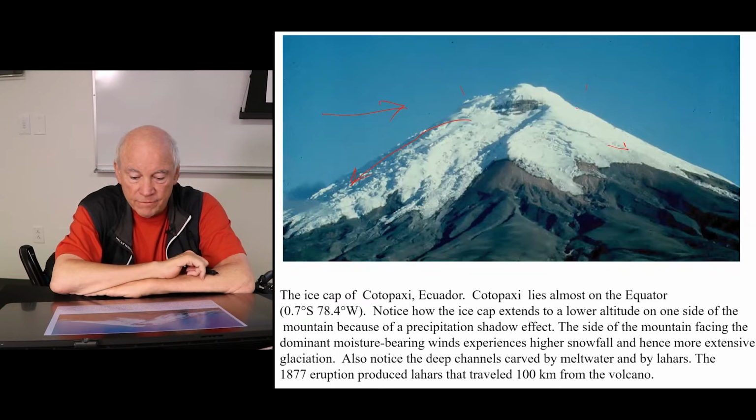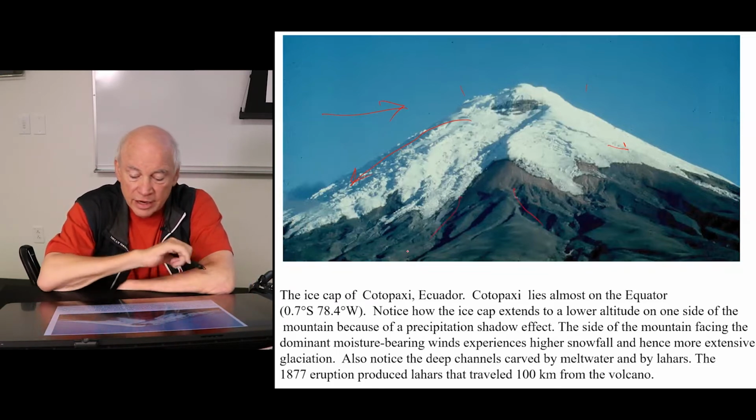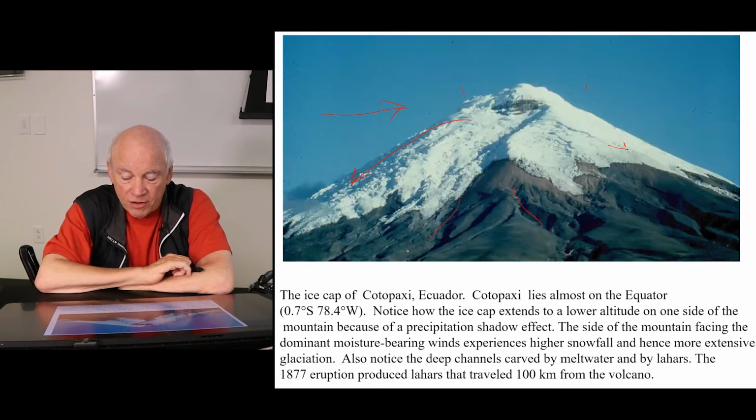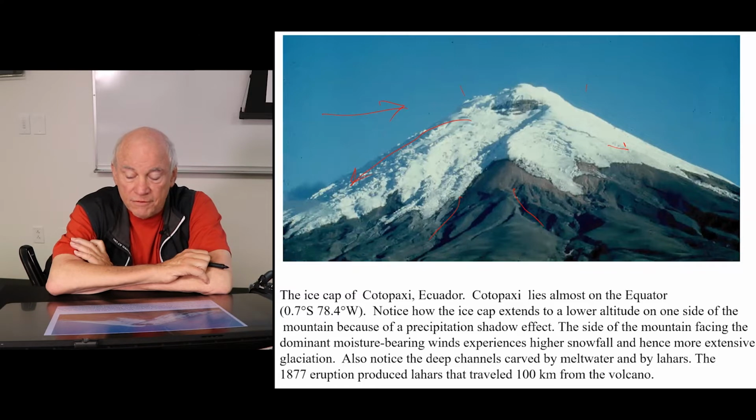of the mountain. Then you can also notice these deep meltwater channels, which are carved by meltwater off the volcano and also lahars. And one of the lahars from 1877 traveled almost 100 kilometers from the volcano.